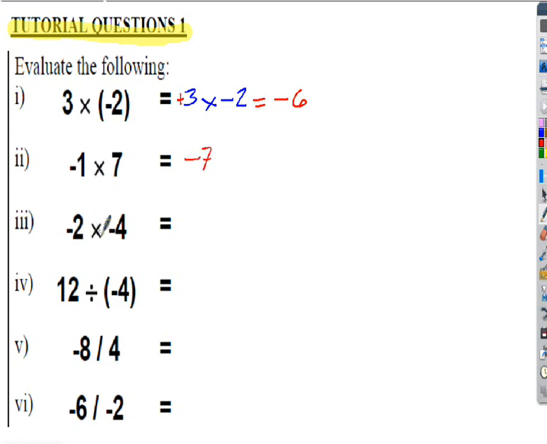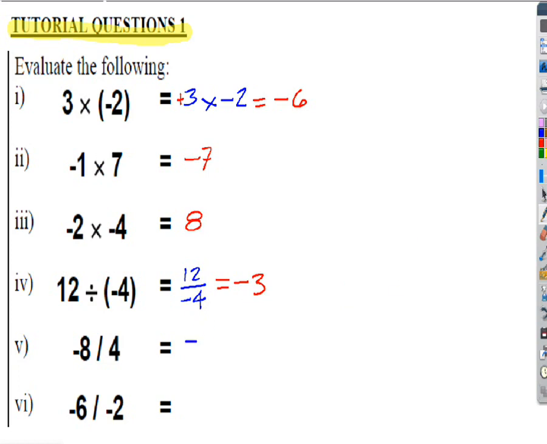Third question, I've got negative 2 multiplied by negative 4, so negative multiplied by negative will be a positive, so that's positive 8. Fourth question, 12 divided by negative 4, that could also be written as 12 over negative 4. When we're dividing unlike signs, we get a negative value, so that will equal negative 3. 12 divided by negative 4 is negative 3.